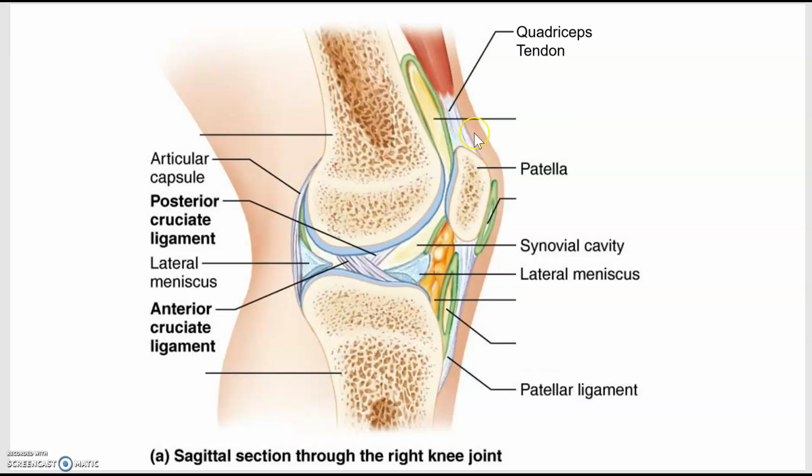Here you have your quadriceps tendon that arises from your quadriceps. It attaches to your patella. And then here you have your patellar ligament that anchors your patella to that tibial tuberosity that we've talked about before. This allows the patella to glide along the femur whenever you flex at your knee. And then we'll go to the next view.